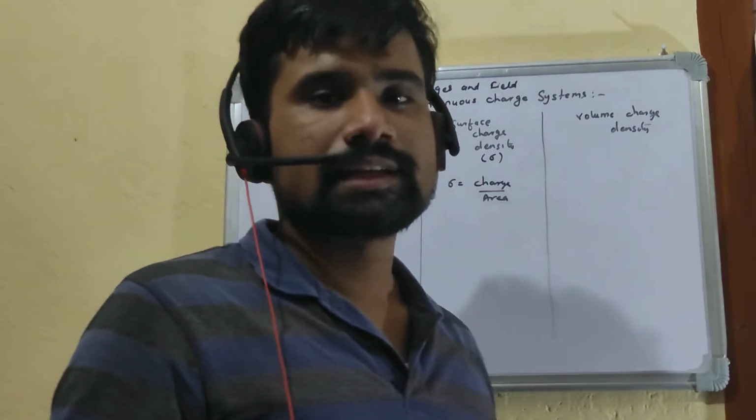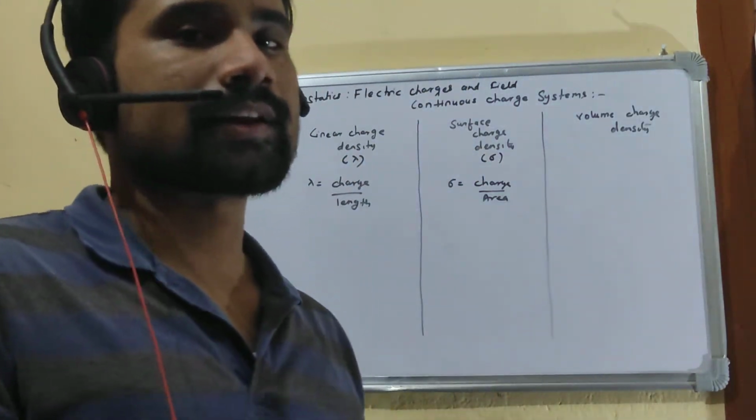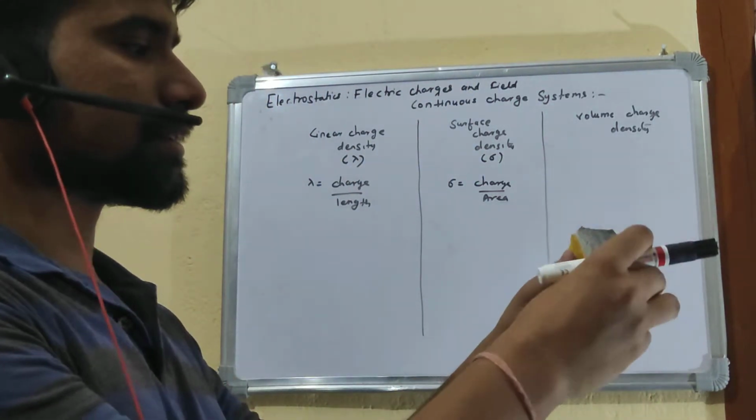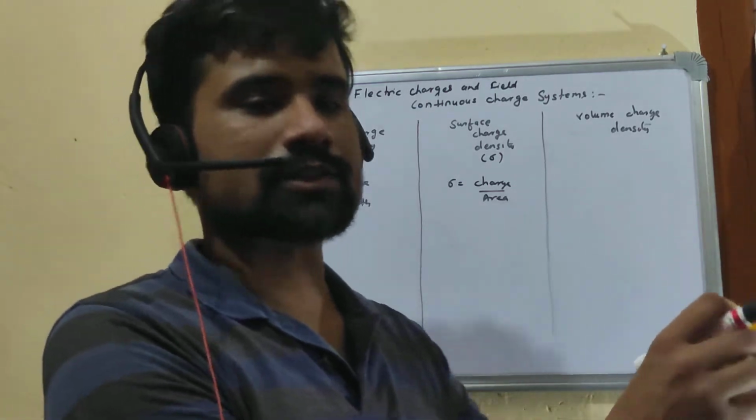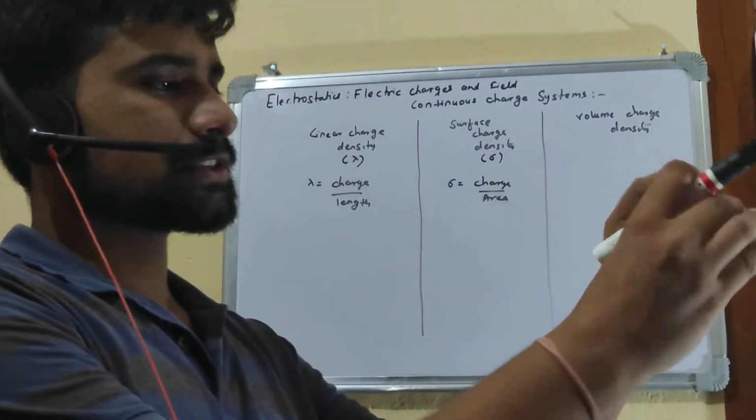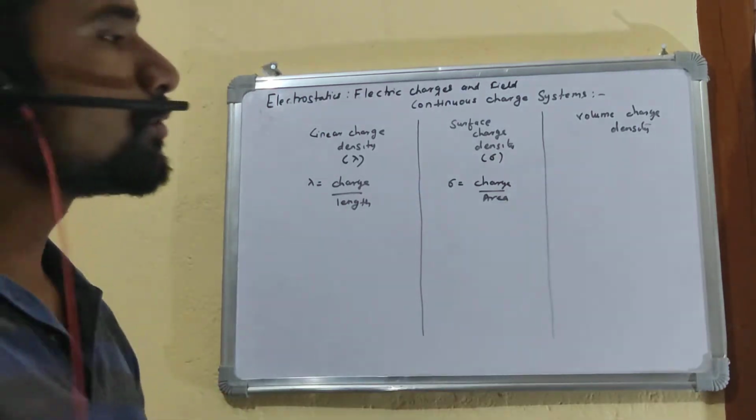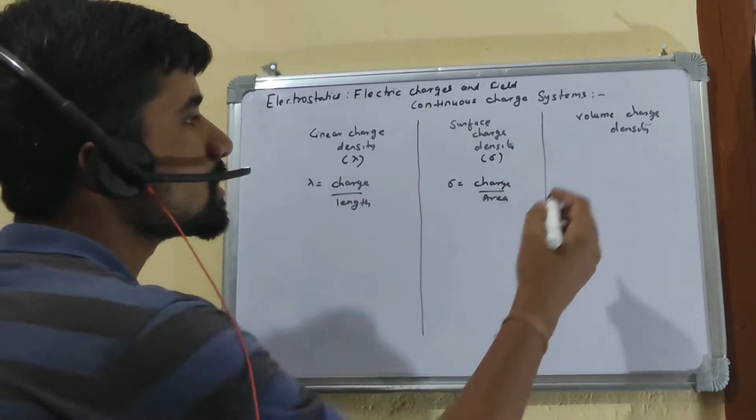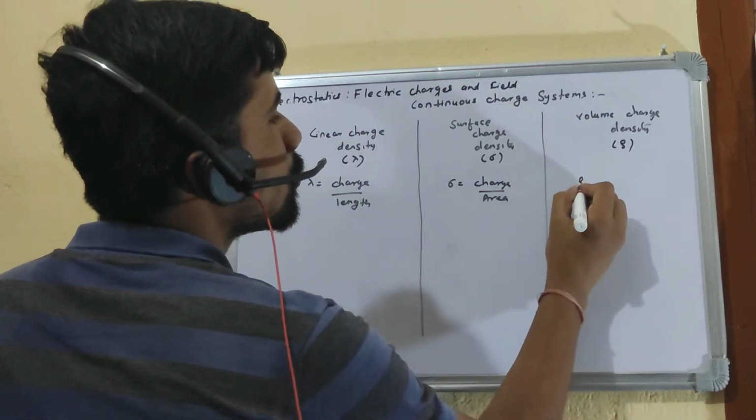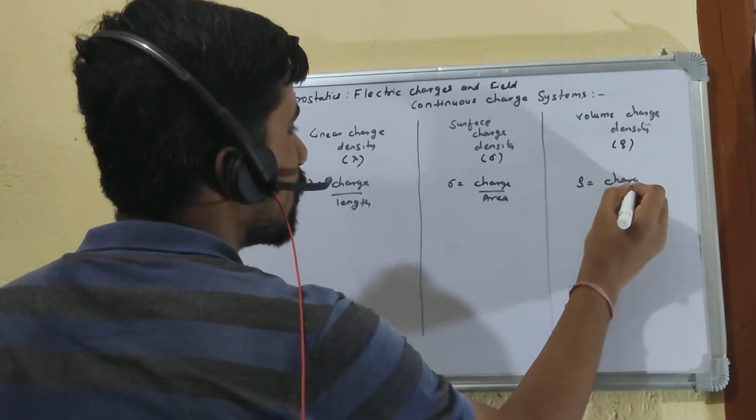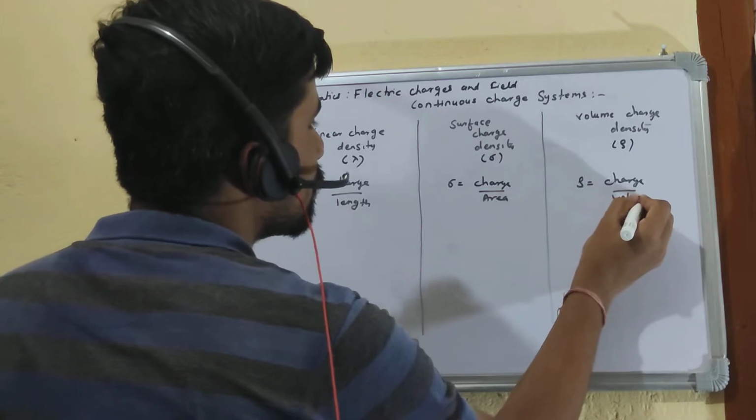Volume charge density. Let's say we have 3D systems like a sphere, like this duster. Let's assume that this is a conductor for some time. So this is a 3D system, which is a cuboidal shape, right? For these kinds of systems, the charge density will be volume charge density. This is given by rho, and rho is charge by volume, charge per unit volume.